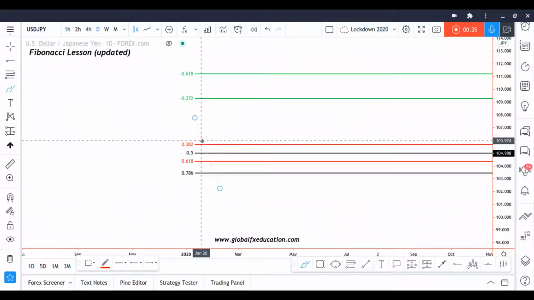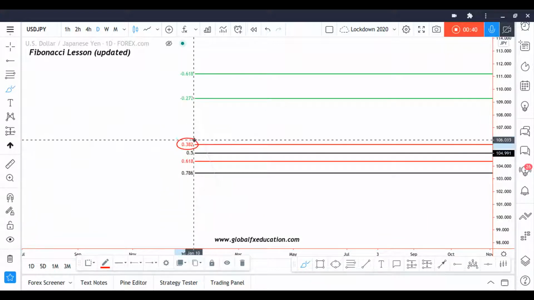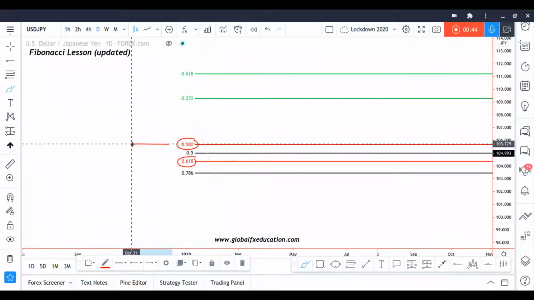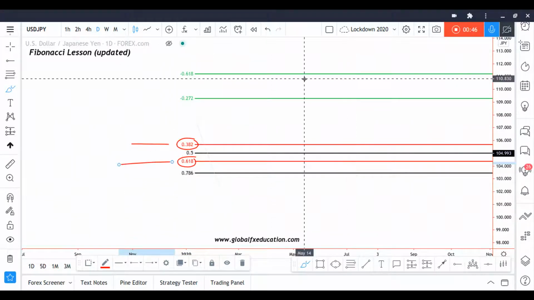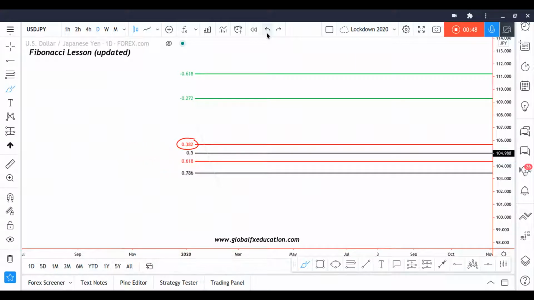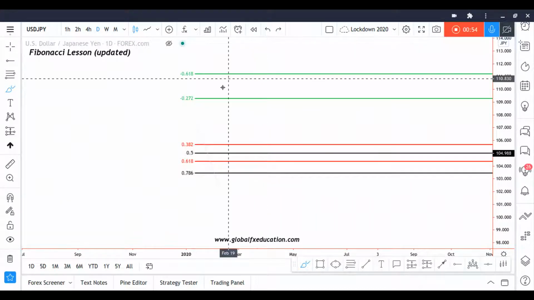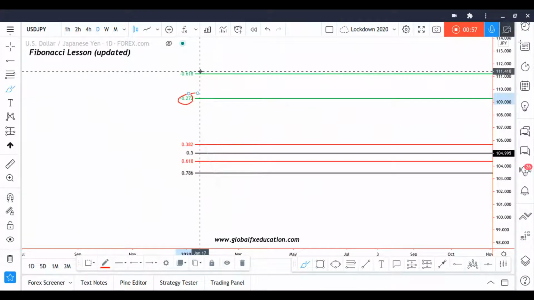Okay, it's pretty much similar to everyone else's Fibonacci settings. We have a 382 marked in red. We have the 61.8 marked in red. These are the strongest levels of the Fibonacci tool. Okay, these are the strongest levels, and these are the levels that the market really loves to touch.